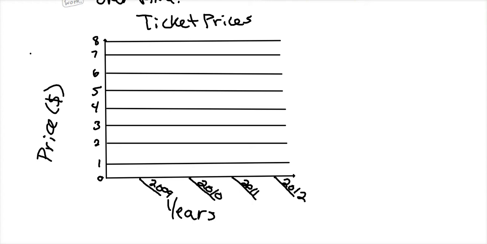All right, so let's graph this thing out. In 2009, it was $5 for a ticket. So that'd be about right here. And then in 2010, it was $5.50 for a ticket, so that would be right here in the middle. And then in 2011, it was $6.50, about right there. And for 2012, it was $7, about right there. Okay, let's connect them.